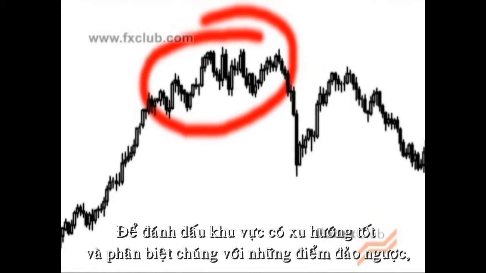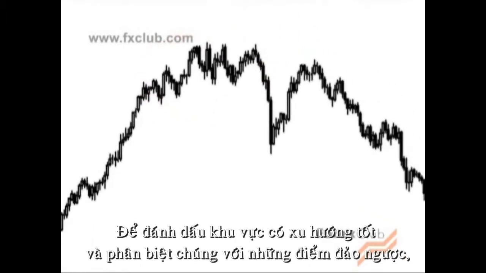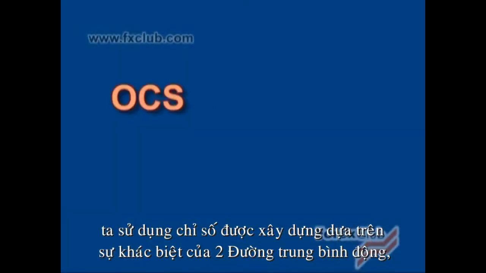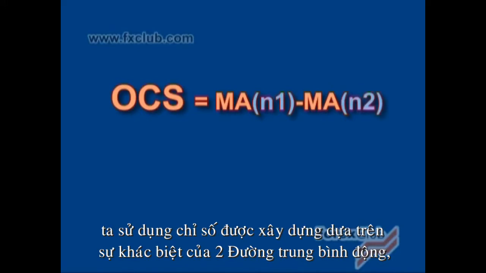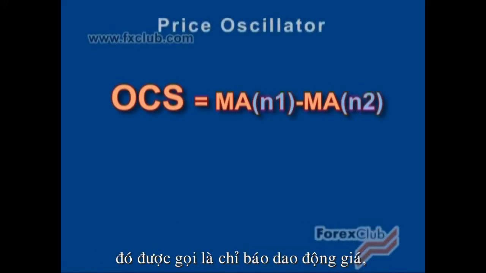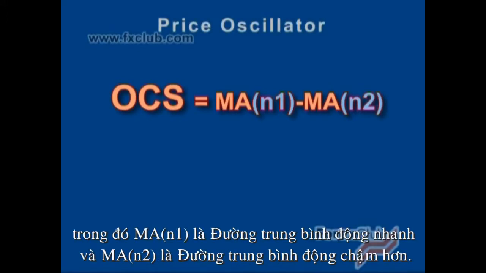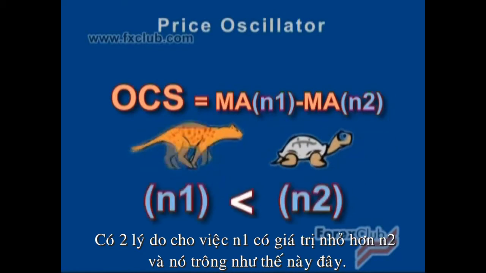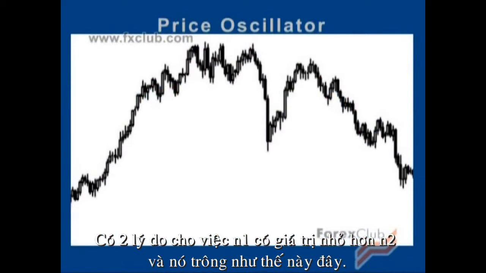To mark trend zones and to differentiate them from reversal points, we use an indicator which is based on the difference between 2 moving averages. It's called the price oscillator, where MAN1 is the faster moving average and MAN2 is the slower one. It stands to reason that N1 is less than N2, and this is what the indicator looks like.